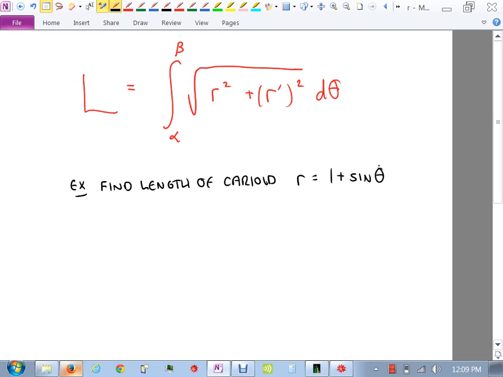Oh yeah, look at that. 1 plus sine, but you have to use the theta variable, right? Where the hell's my theta variable though? Well, on your calculator, but not mine.